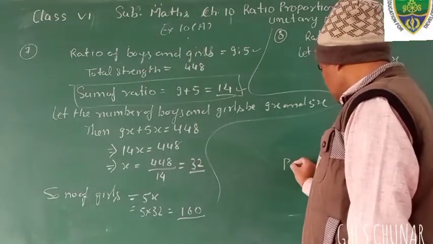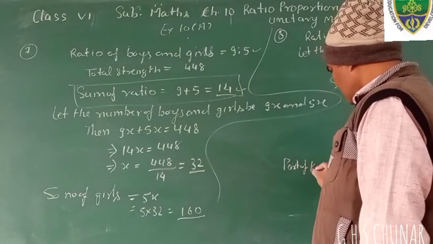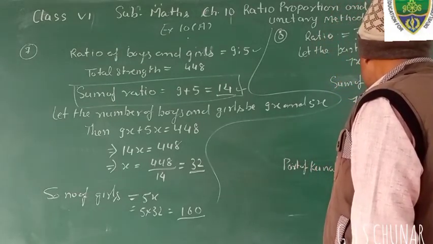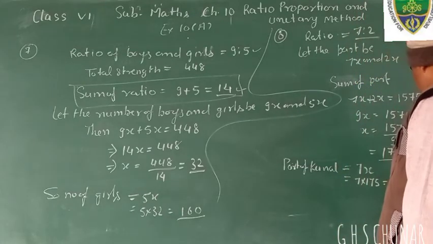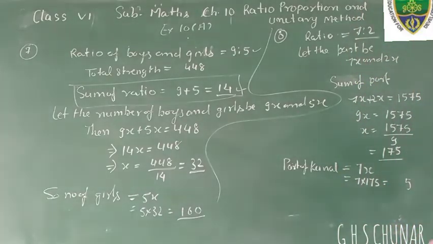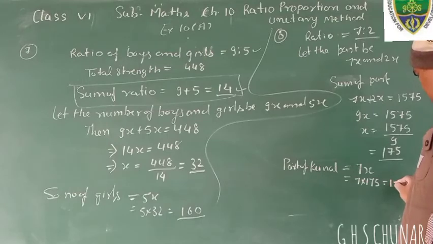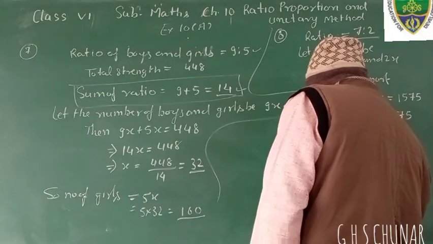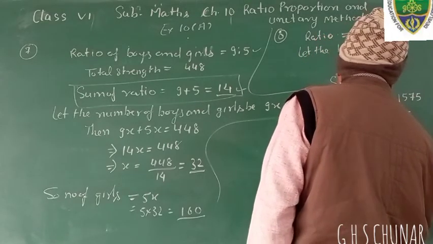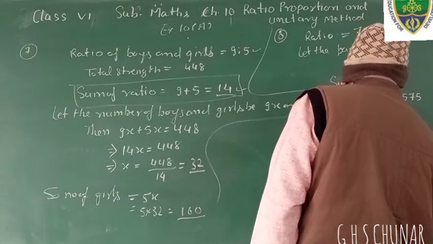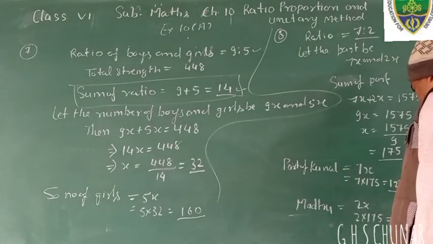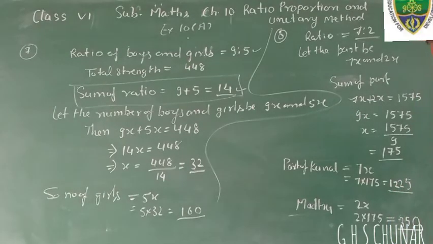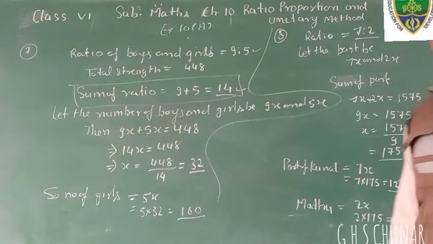So the part of Kunal is 7x, which is equal to 7 into 175, that is 7 5 are 35, 7 7 are 49, and 3 is 52, that is 1225. And Madhu's part is 2x, that is 2 into 175, 2 5 are 10, that is 350. Okay, you note it.